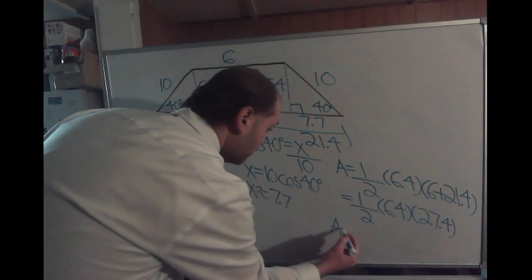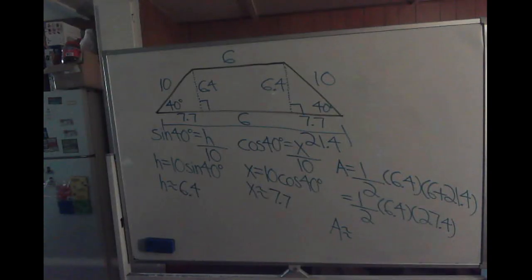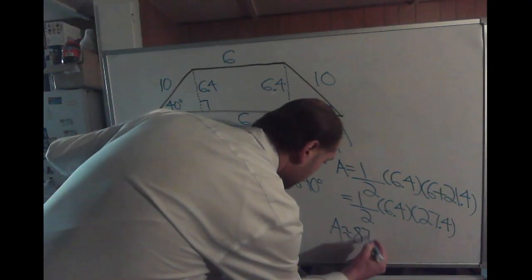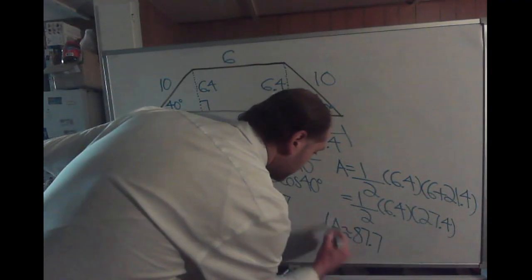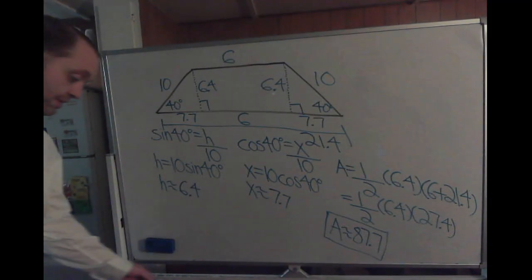And now we can go ahead and get a 1 decimal place approximation for our area. Well, half of 6.4 is 3.2. That much is easy. Times 27.4, that would give you about 87.7 square units. So the area of this trapezoid is approximately 87.7 square units.